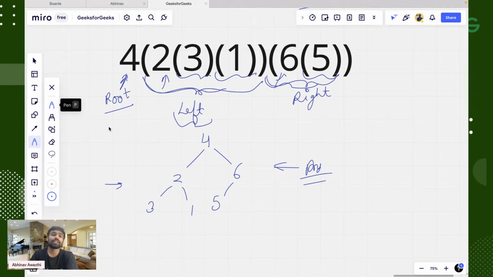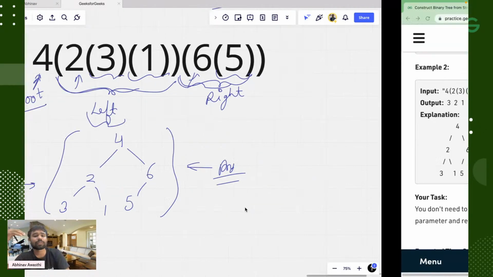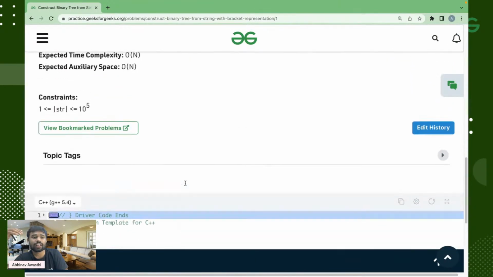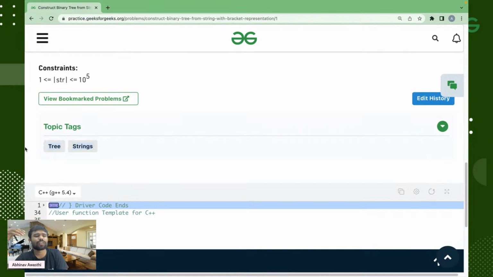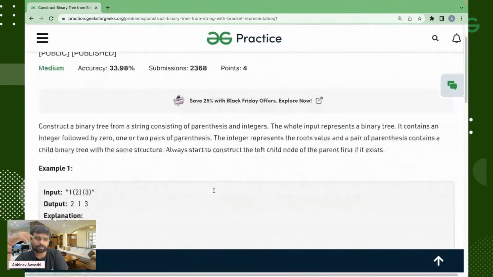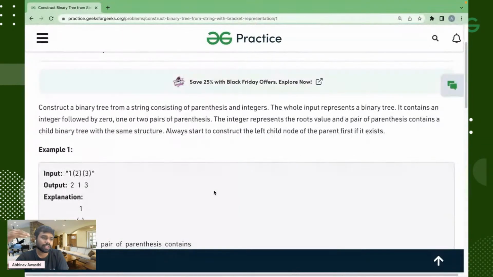Because you can see that the problem seems easier. We have 4 and we just constructed like this. But the implementation part is the most difficult thing. And this is a problem which is based on implementation. If I see the topic tags, we have trees and string in it. Obviously, we have to convert a tree to string.